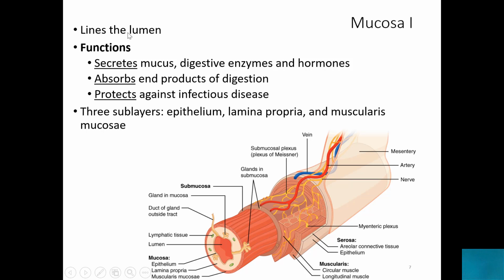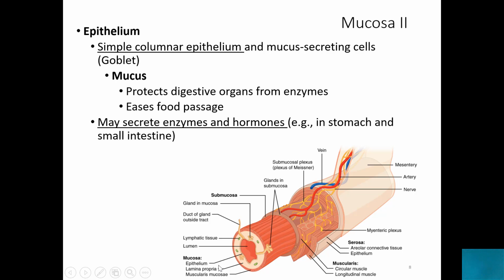Mucosa. Mucosa lines the lumen. It produces mucus, digestive enzymes, and some hormones. It also works in absorption of the digested nutrients into the blood, and because it has some immune system structures, it also protects against infections. Inside of the mucosa, we have 3 sub-layers: epithelium, lamina propria, and muscularis mucosa.